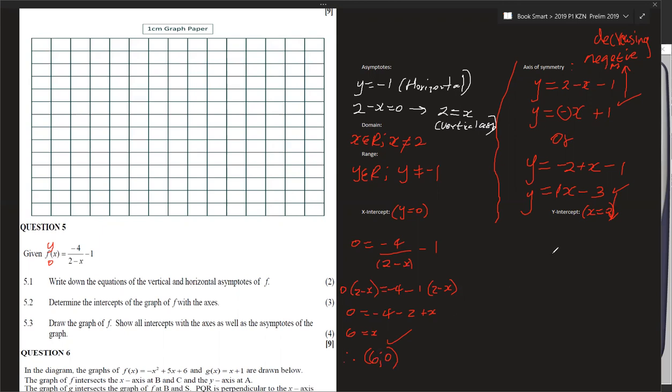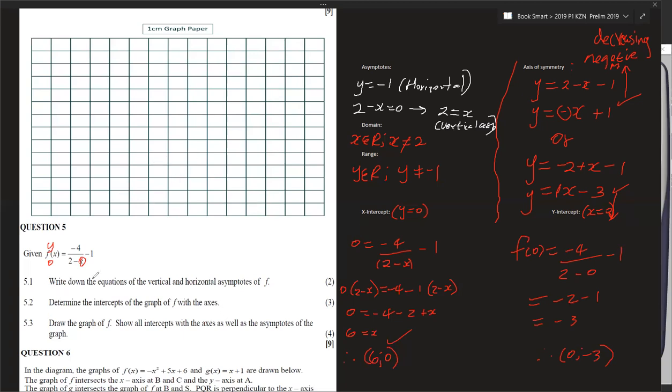Okay, now let's do y-intercept. For y-intercept, we make x 0. So we're just going to make that part 0. So f of 0 equals -4 over 2 minus 0 minus 1, which becomes -4 divided by 2 is -2, minus 1, which is -3. Therefore, your y-intercept is (0, -3). Now we have found everything, we can easily come to the questions.